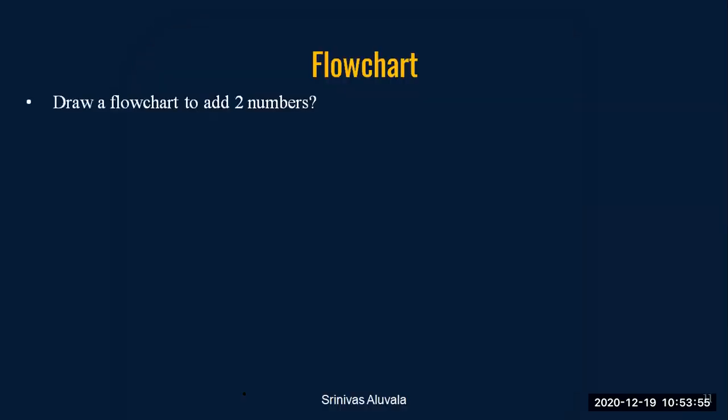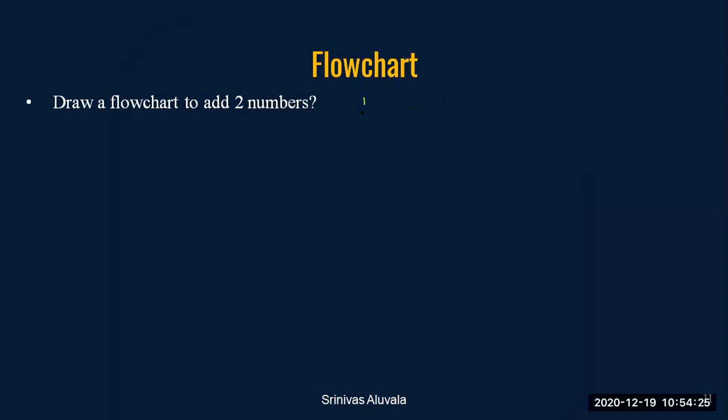So let's start with an example of drawing a flowchart to add two numbers. I'm depicting the flowcharts and algorithms using only very basic examples, but it is very easy for you to understand. If you understand the basics, you can do it for any complex problem. Draw a flowchart to add two numbers. So when I think of drawing a flowchart to add two numbers, before drawing the flowchart, I can go for writing an algorithm.